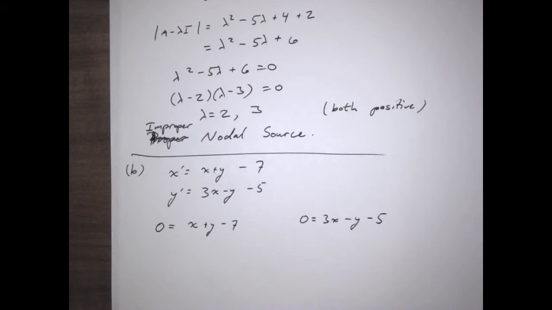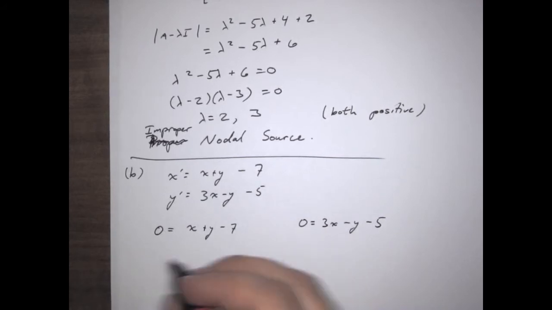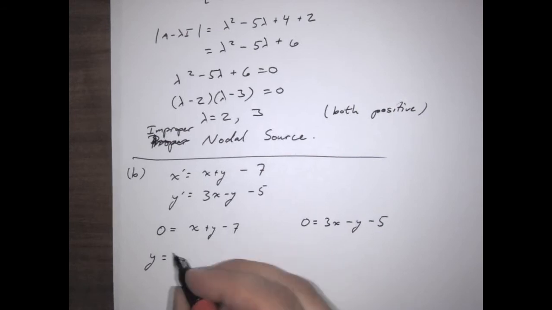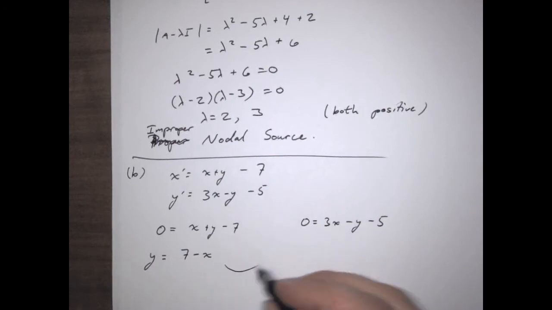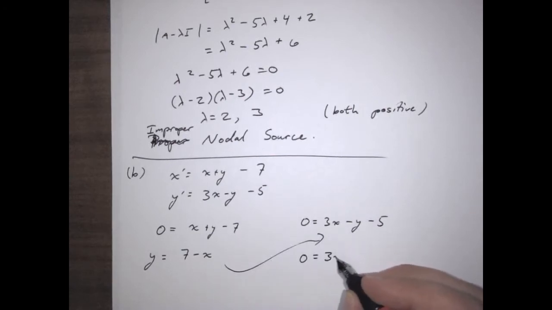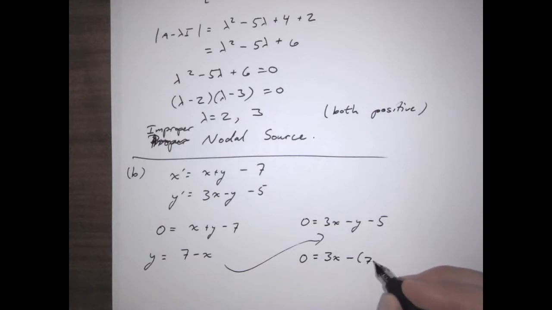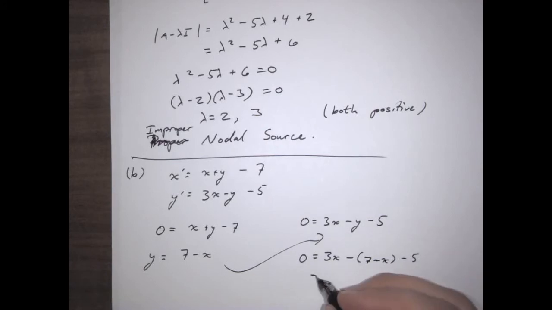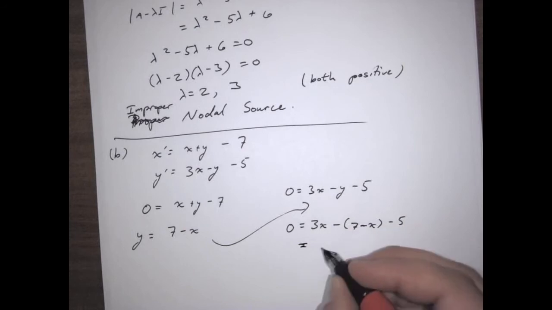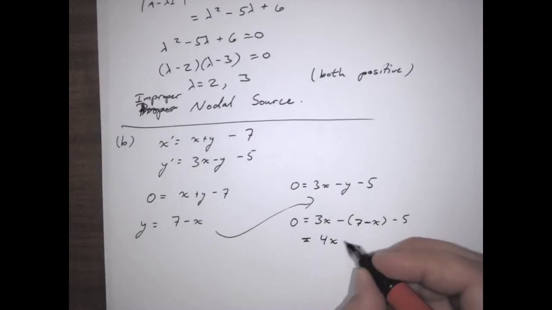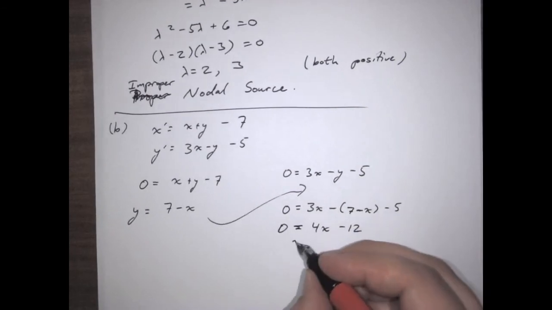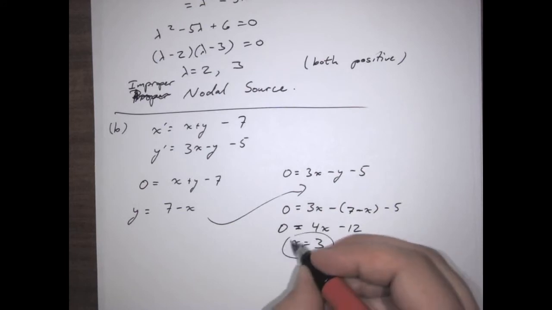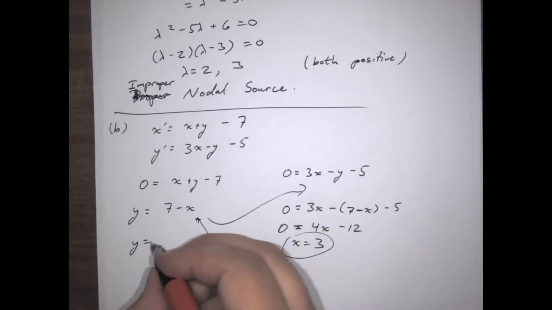So it looks like I'd actually prefer probably to solve for y, so I can plug it into there. So y equals, looks like add 7, subtract x, so 7 minus x. 0 equals 3x minus 7 minus x minus 5. So that's going to be 3x plus x is 4x, minus 7 minus 5 is minus 12. Add 12 to both sides, divide by 4, and that looks like x is going to be 3. Put that in here, and that's going to give us y equals 4.